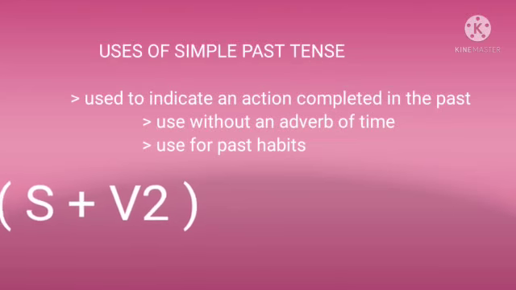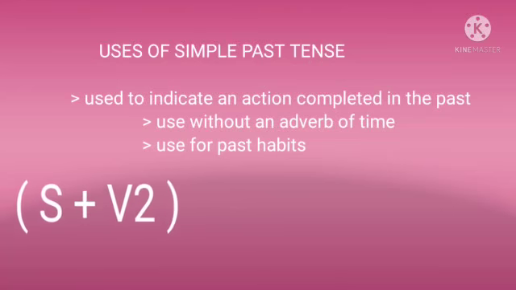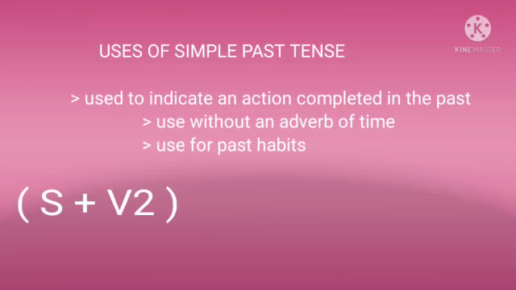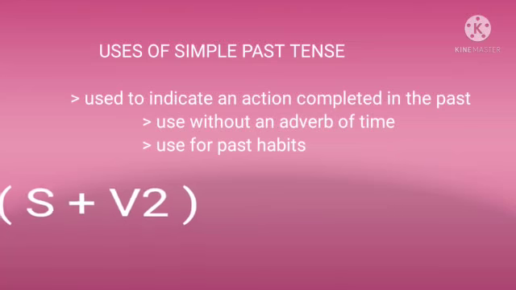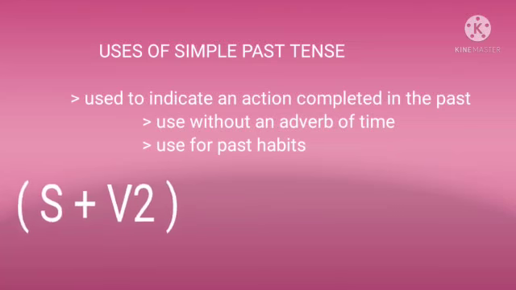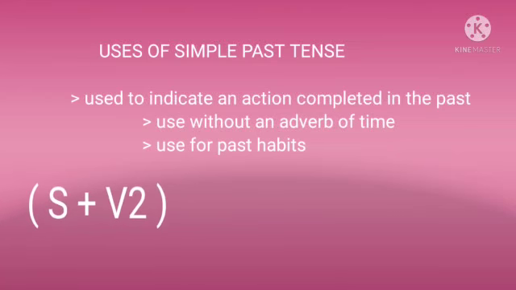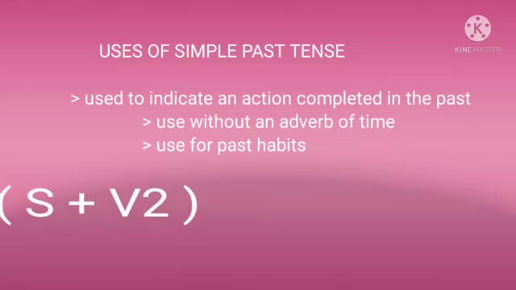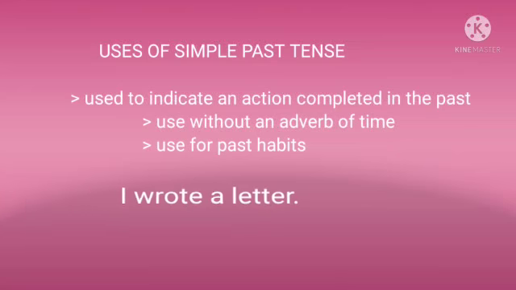So the use of simple past tense is that it is used to indicate an action completed in the past. And it often occurs with adverbs or adverb phrases of past time. Now the example you can see over here. Example, I wrote a letter. Here I is the subject and wrote is V2, V2 of write, a letter.